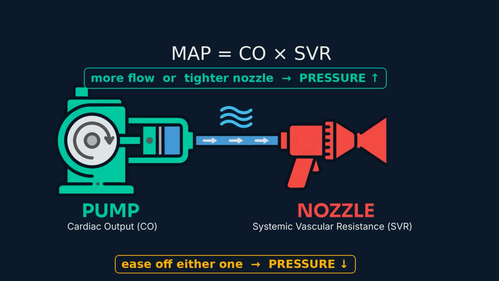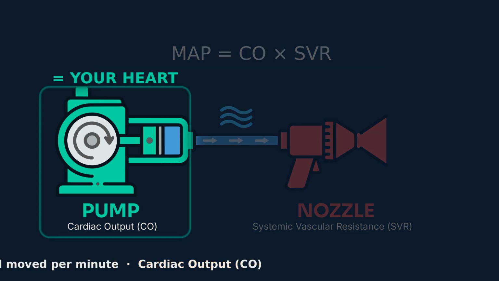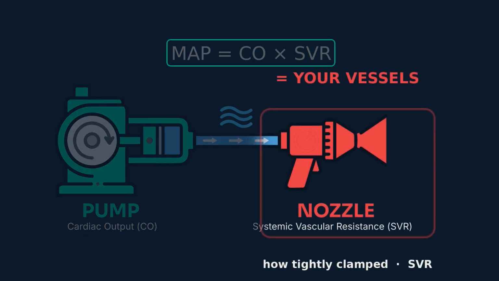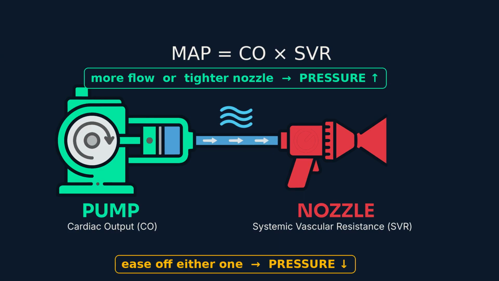Your circulation is that hose. The pump is your heart, how much blood it moves per minute. We call that cardiac output, CO. The nozzle is your blood vessels, how tightly they're clamped down. We call that systemic vascular resistance, SVR. Pressure equals flow times resistance. MAP equals cardiac output times SVR.